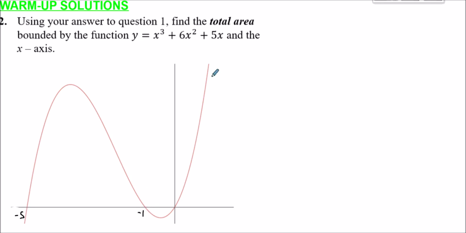So we need to find the total area bounded by the function y equals x cubed plus 6x squared plus 5x, this curve here, and the x-axis. So we can call this area A, I can call this area B. So we need to consider it as 2 separate regions, like we talked about last lesson. So let's just think about region A first of all.